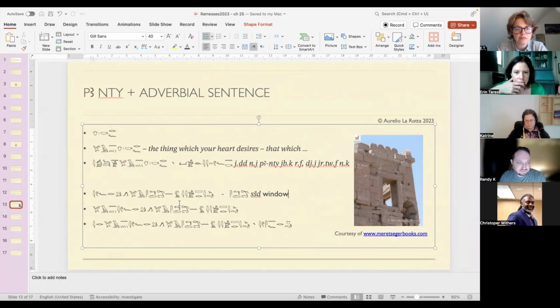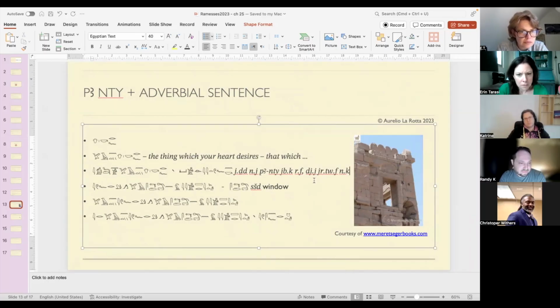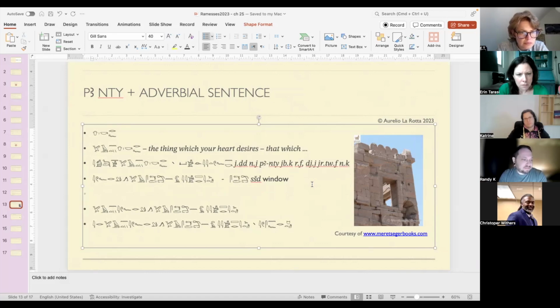All right. Well, then I would say let's take a look at the next one. Should only be one new word in there, which is seshit, window. And I take volunteers as always. I can give it a try.